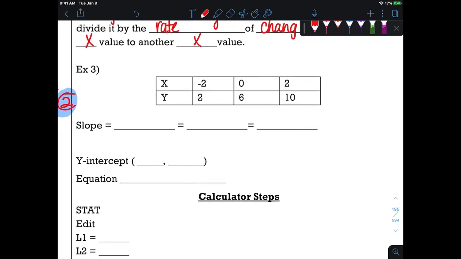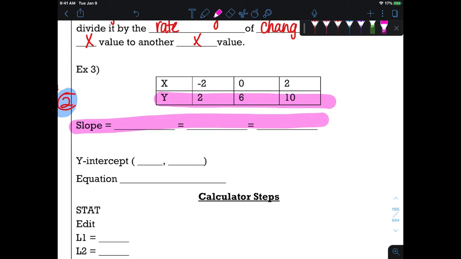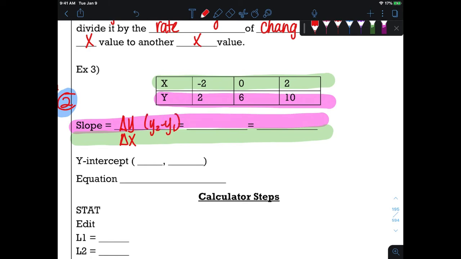So the first thing I need to do is identify range, everything dealing with y, and domain. Okay, so now I'm going to look at these values. I'm going to re-identify my equation first. Slope is difference in y over difference in x. That is the same thing as y2 minus y1 over x2 minus x1, right?